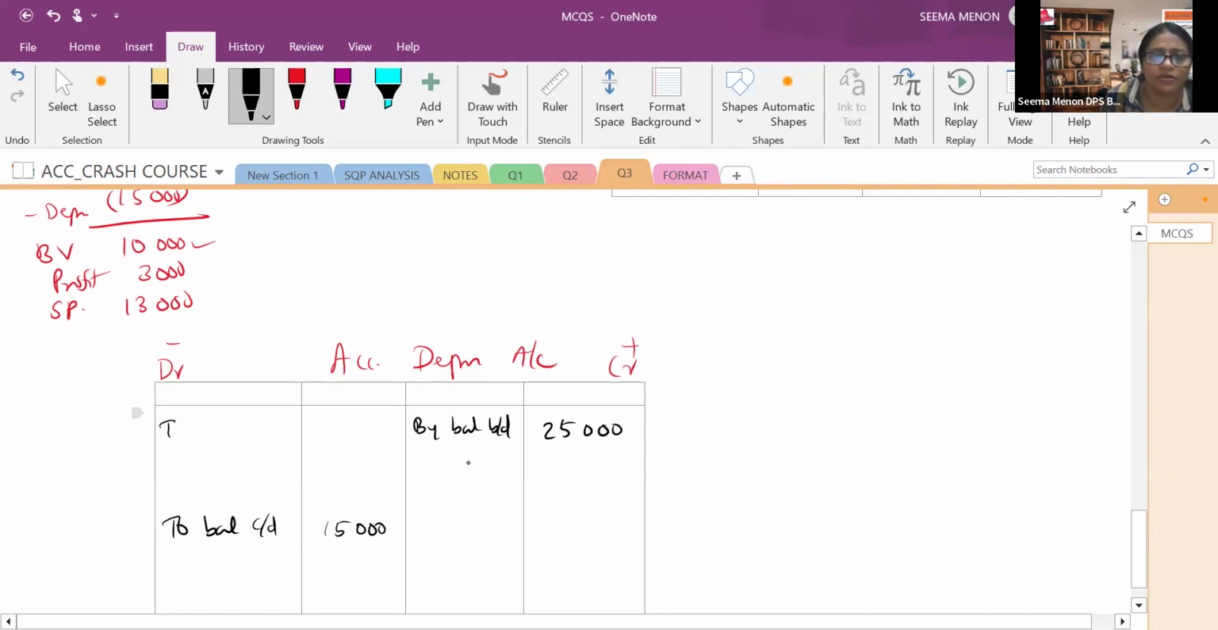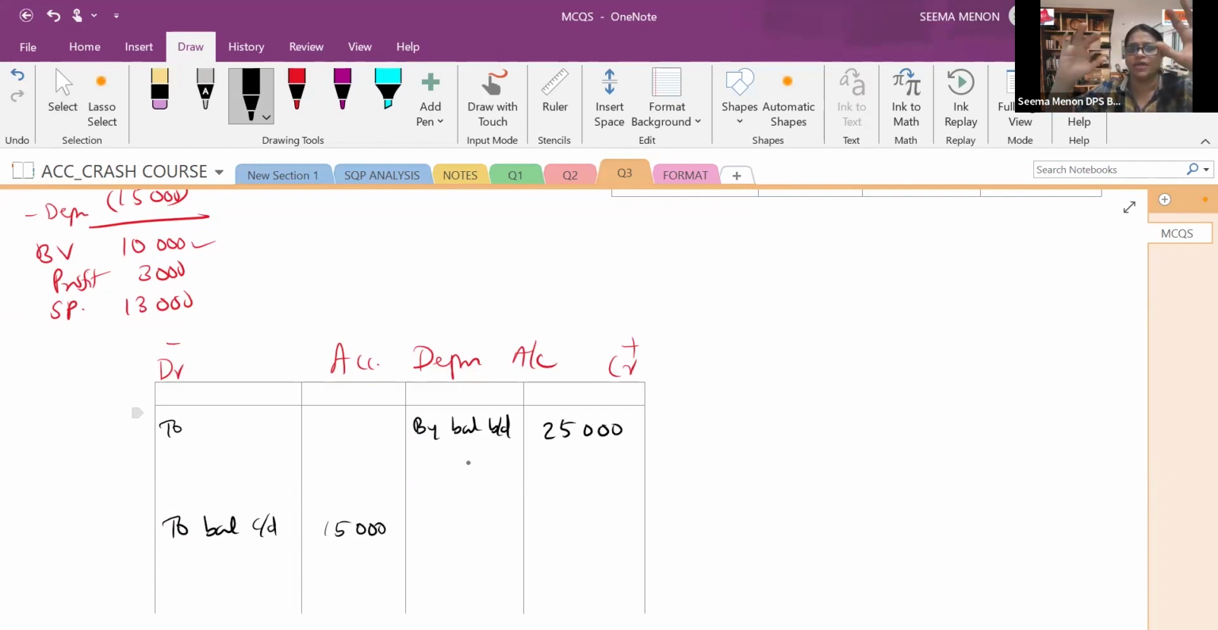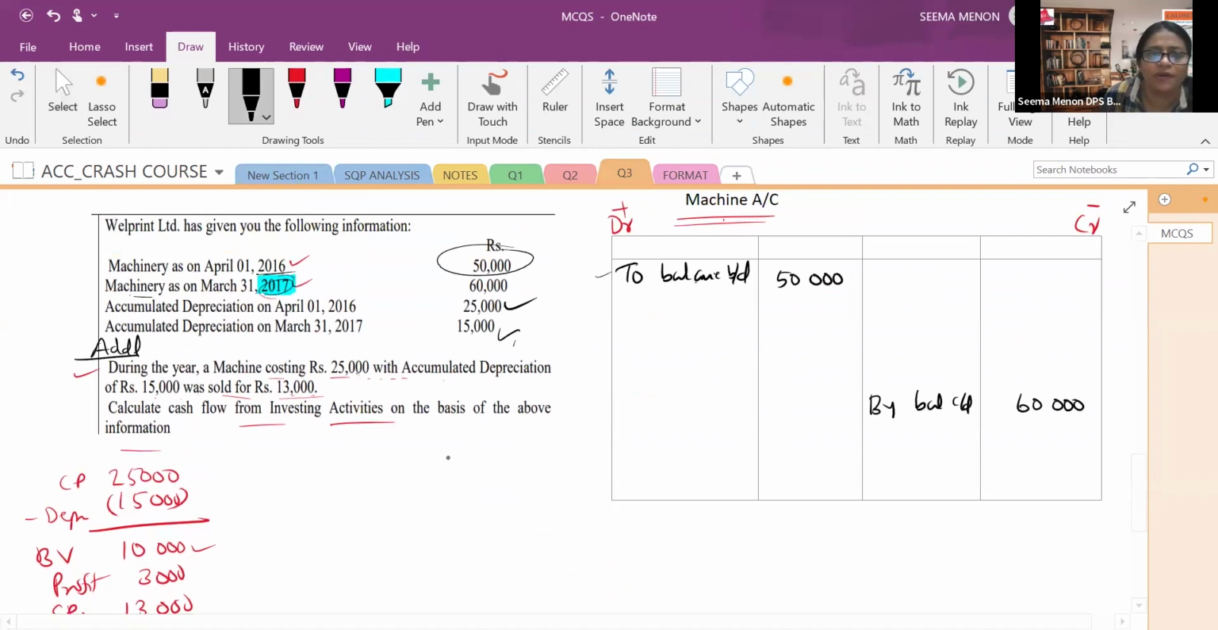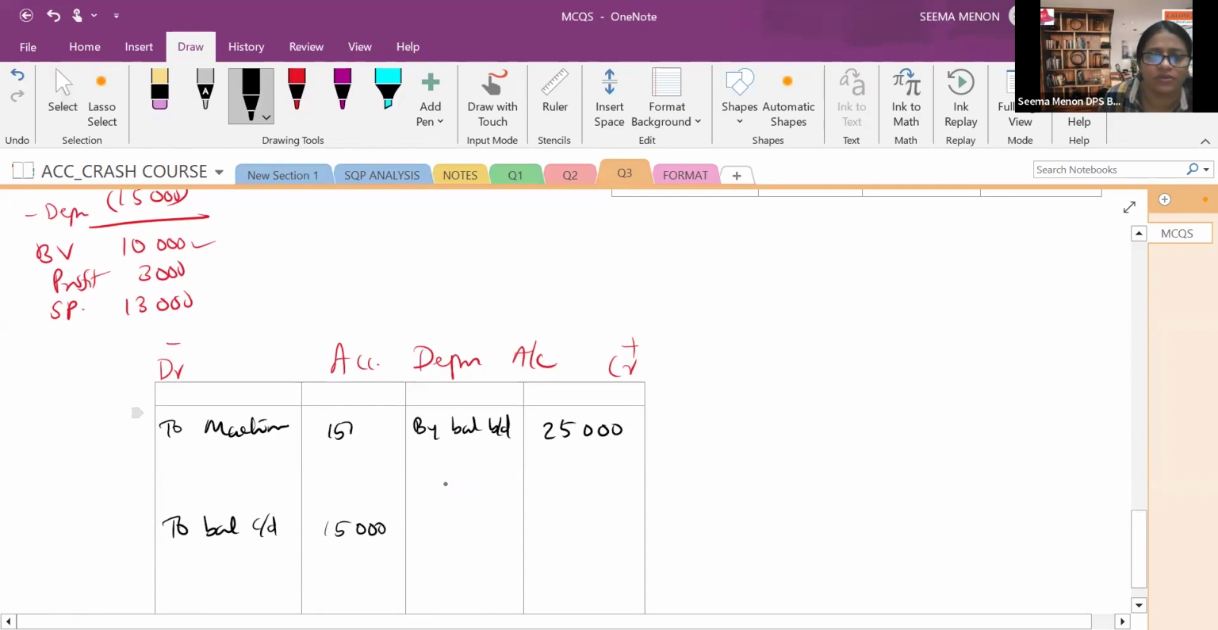So we will write it as 'To machine account'. This we will be transferring to the machine account, because in the machine account, the overall machine is there. So whatever we sold, that much machine's depreciation should be transferred to the machine account. So the journal entry is: accumulated depreciation account debit to machine account. So here we have to write 'To machine account'. What is the amount? The depreciation charged is 15,000. So you are taking that 15,000. So this also we have done.